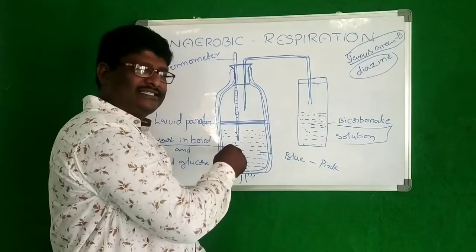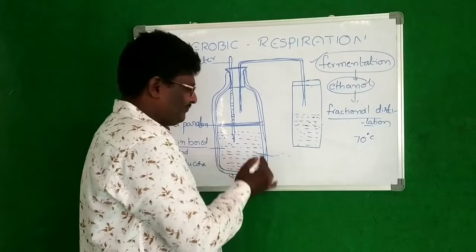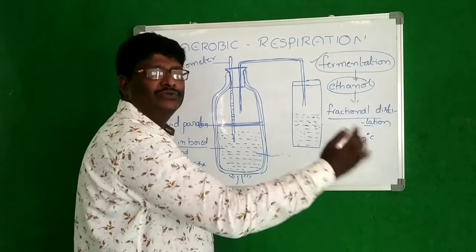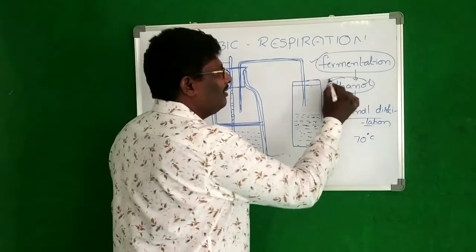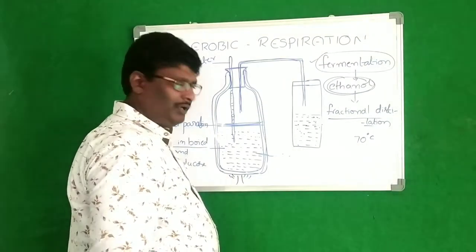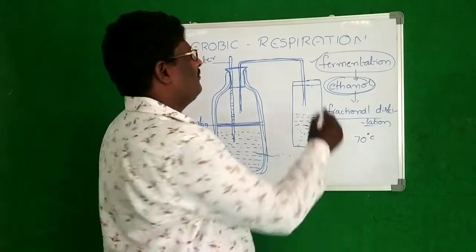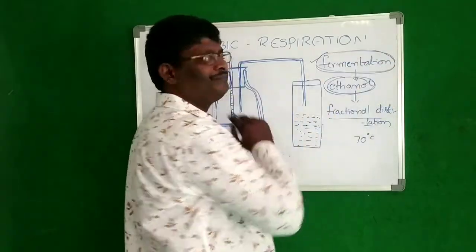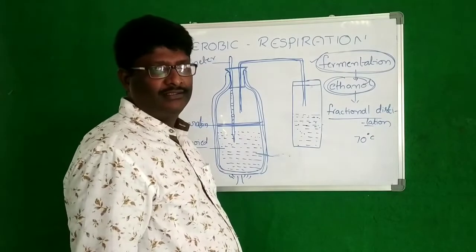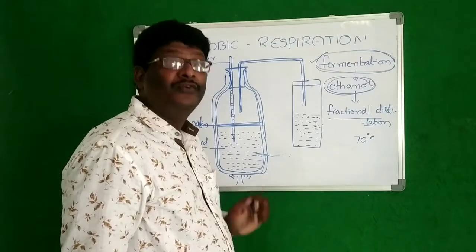But what about this sugar solution? In the absence of oxygen, yeast cells convert this glucose into ethanol or alcohol. Do you know this process? This process is known as fermentation. So that's the reason anaerobic respiration is also called fermentation.